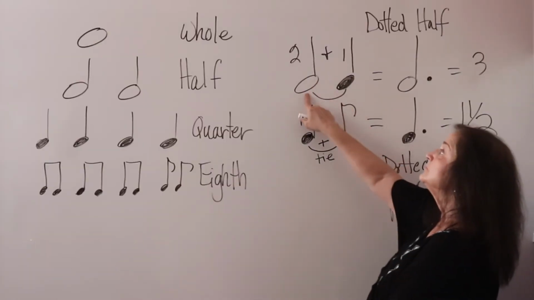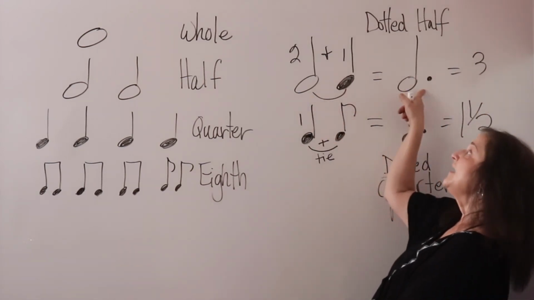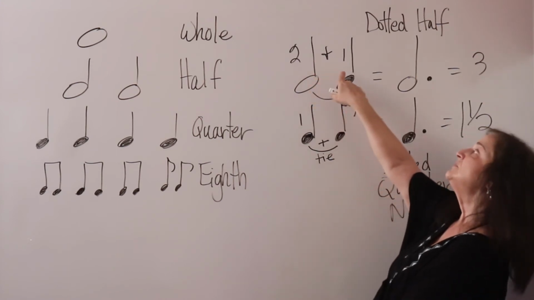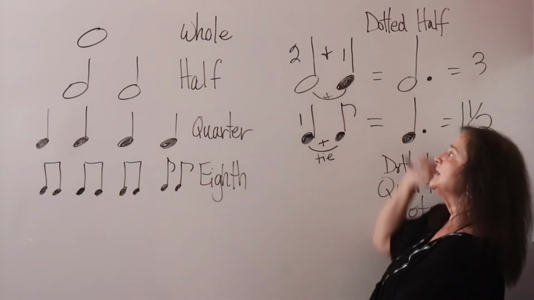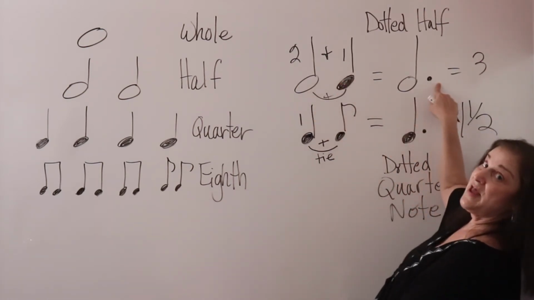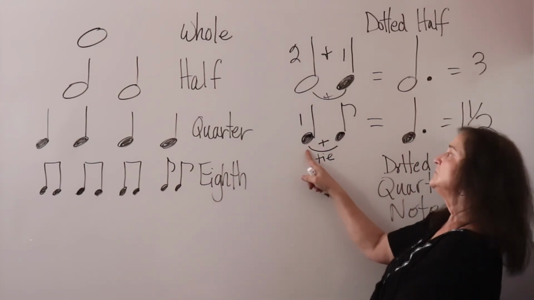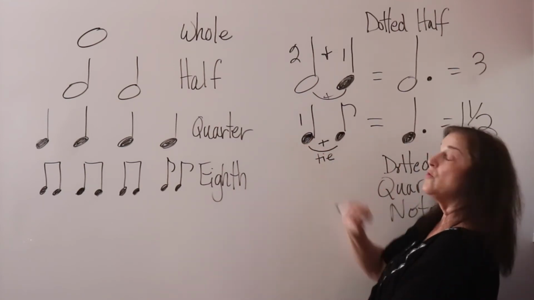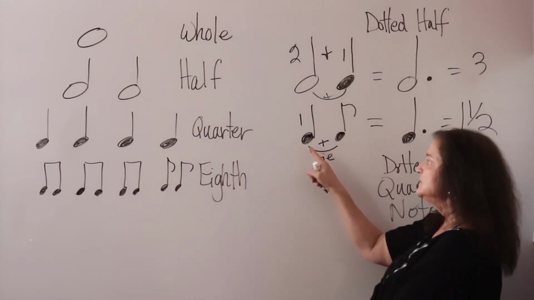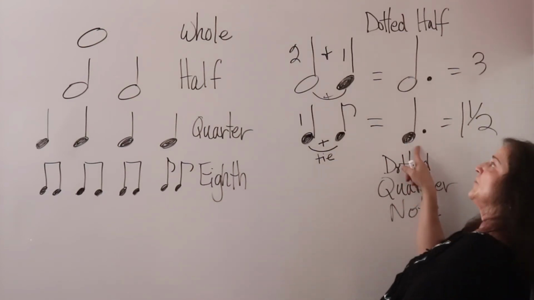Again, our dotted half note is 3 beats. We take a half note. If we put a dot after it, it means we take half that half note, which is 1. Half of 2 is 1. We add it together with our tie. It's like a plus sign. And then we come up with a dotted half note. We can do the same thing for a dotted quarter note. We take a quarter note, we put a dot after it, and it adds half of the value of that quarter note, which is a half a beat, an eighth note. We tie it together, it's like adding it. 1 plus a half is 1.5. So we have a dotted half note, dotted quarter note.